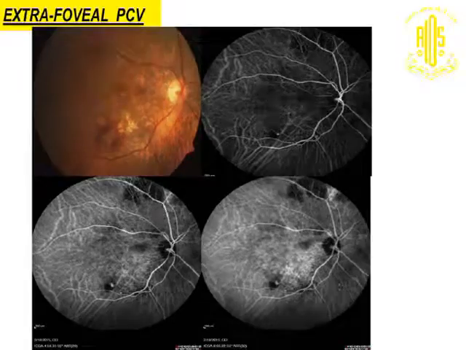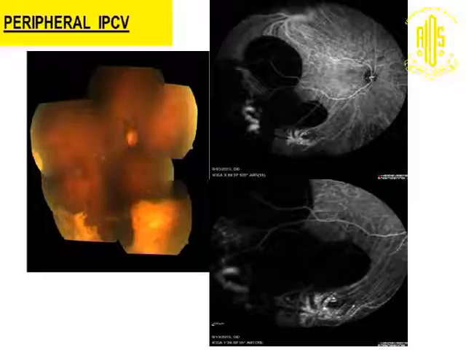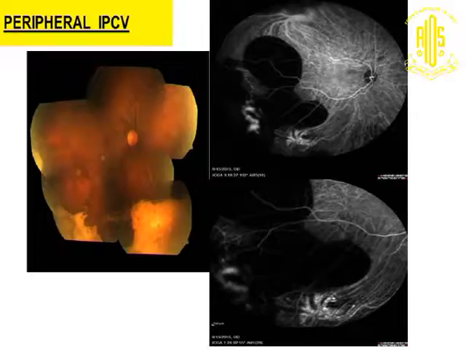For example, when you have an extrafoveal IPCV and you have a large PED, in those situations, rather than a focal laser to a large PED, TTT with or without anti-VEGF in combination would be a good idea. Even peripheral PCVs like this, where you have a subretinal heme and your ICG shows peripheral PCVs, we have done TTT combined with or without anti-VEGF in such situations.